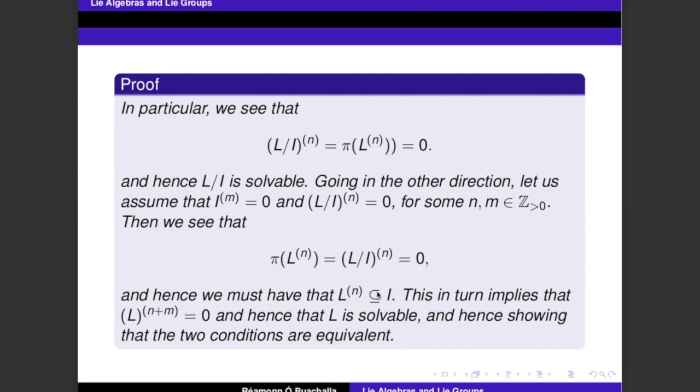And then we use the fact, step 2, that the ideal itself is solvable, which means that its derived series eventually terminates. But if the derived series of this eventually terminates, then we know that the n plus m in the derived series of L itself actually terminates. So two-step process, quite nice. And showing us that the two conditions are equivalent.